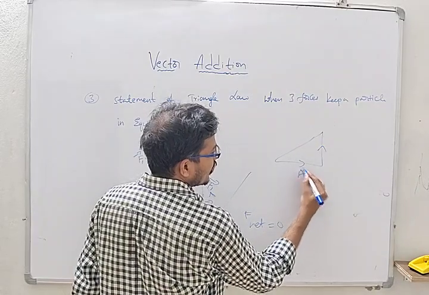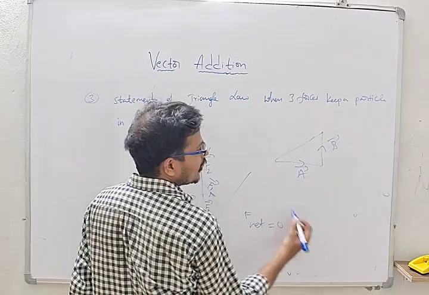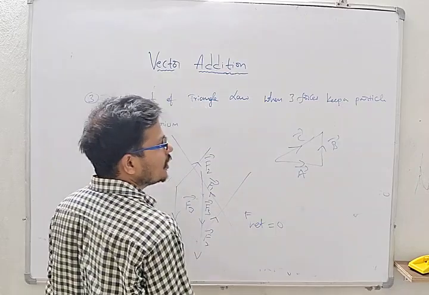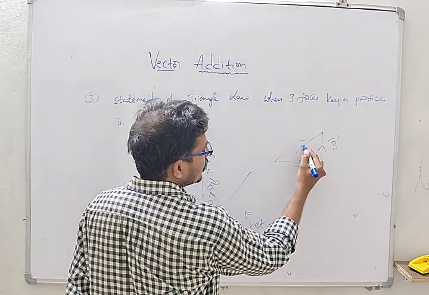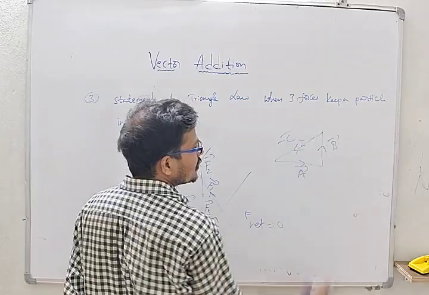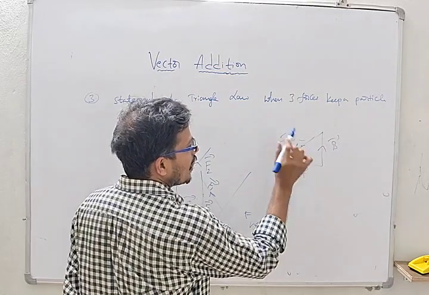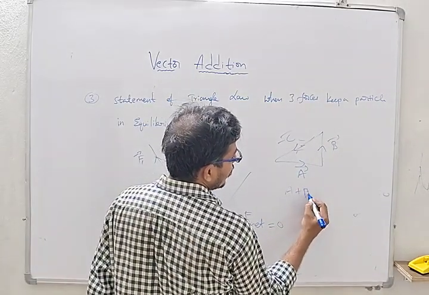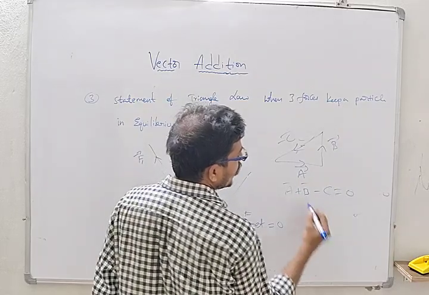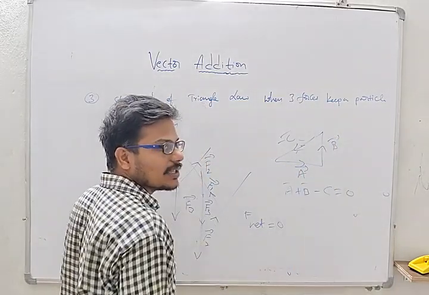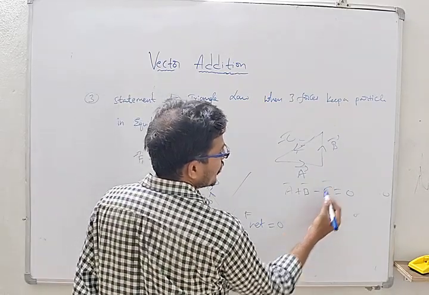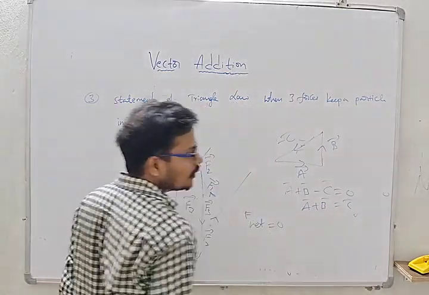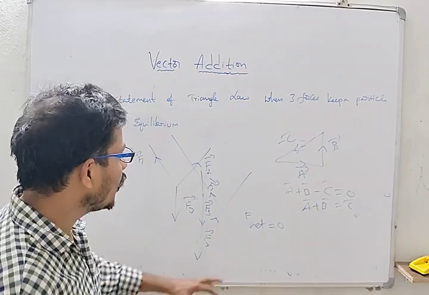A and B are two vectors I have. The third vector must be in the opposite direction. If I change the direction like this, it is minus, so it will be minus C. So the sum A plus B minus C is equal to 0. Why? Where it starts, it ends at the same position. In this case, A plus B minus C is equal to 0, so A plus B is equal to C. Understand?